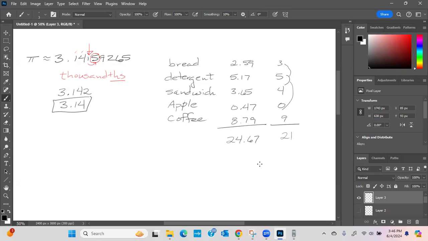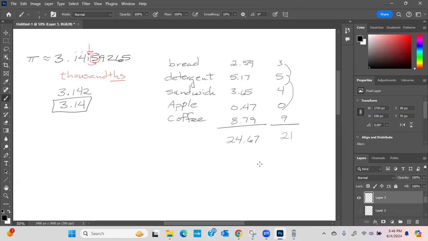Now, every semester I have students say, well, what about the taxes? And that's a fair question. Our tax rate in Idaho is 6%. So 6 cents on every dollar. 6 times 21 is $1.26. So if I add that to the 21, it would have been 22.26, certainly not 24.67.